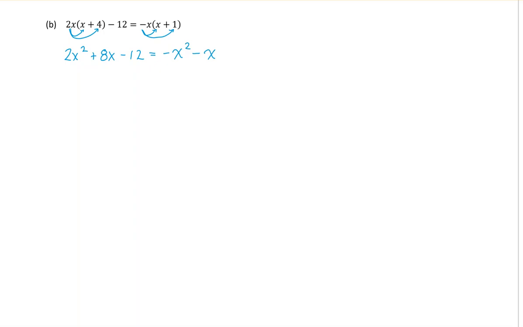Now we want to bring everything to one side of our equal sign, and we want to make sure that one side is equal to 0. So I'm going to make the left side equal to 0 and bring everything to the right side just to be consistent, which means I'm going to have negative 2x squared, negative 8x, and positive 12. All we have to do is combine our like terms now. We have an x squared term here and here, an x term and an x term, and then we also have one constant of 12. So combine those like terms.